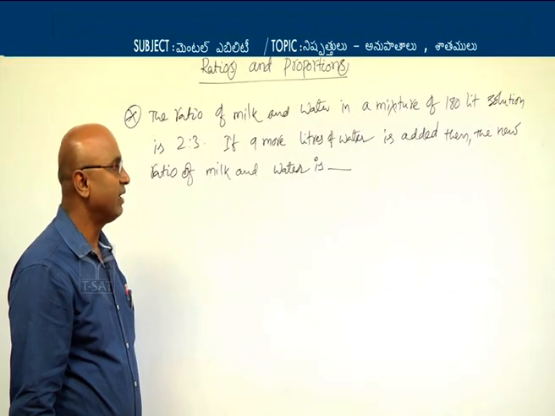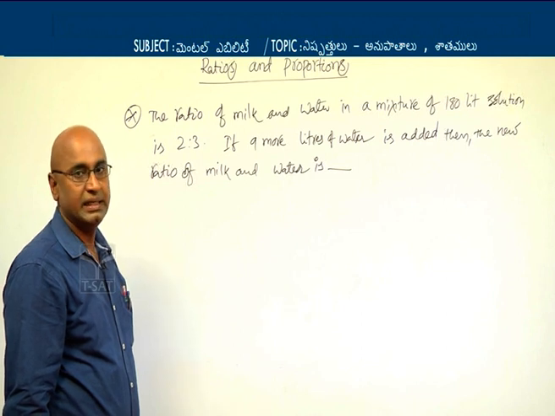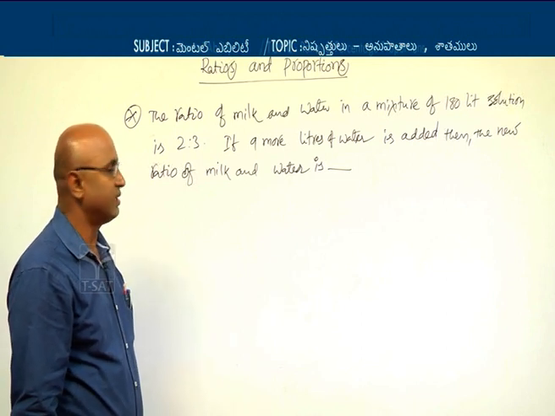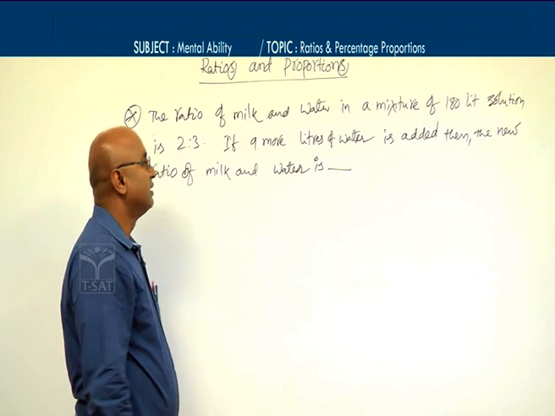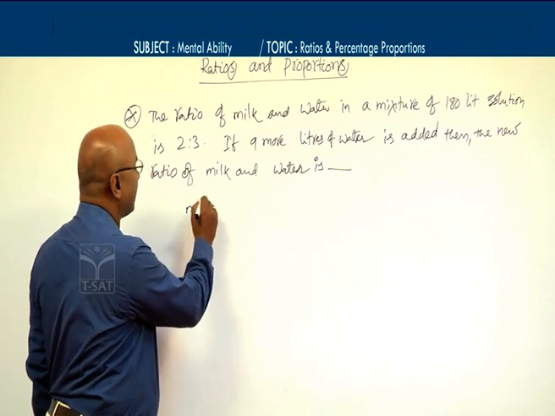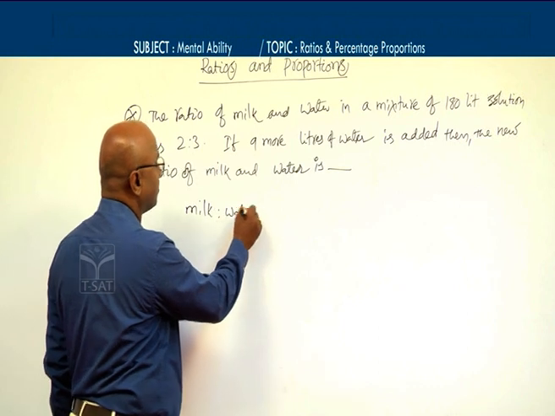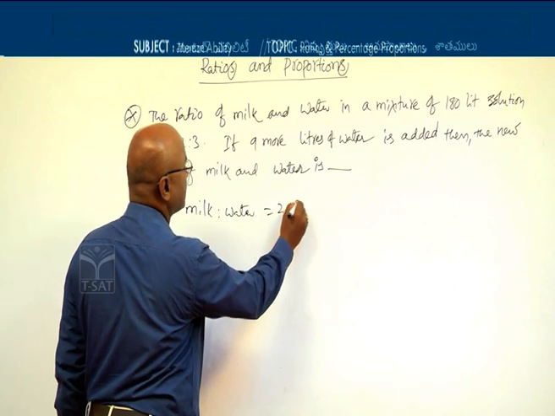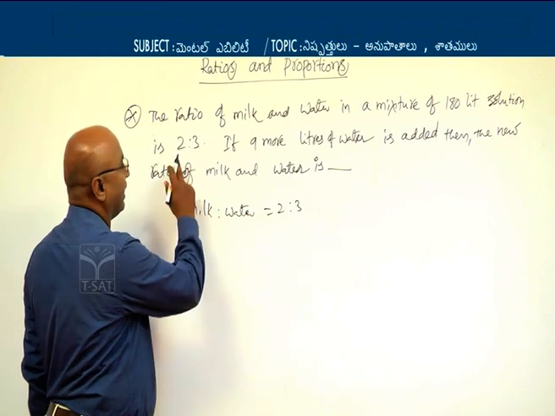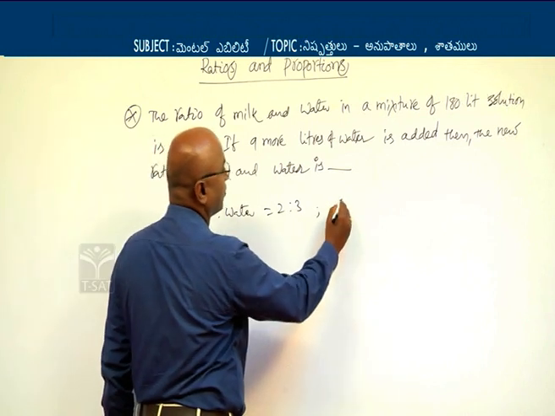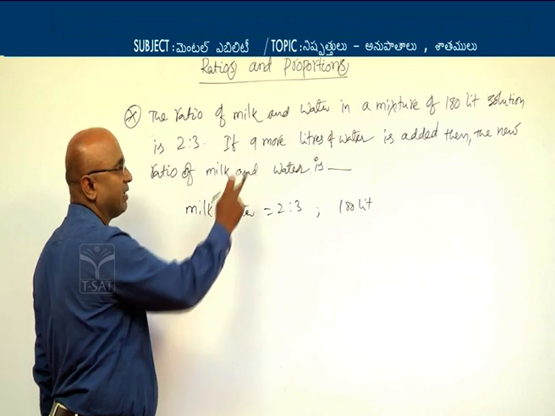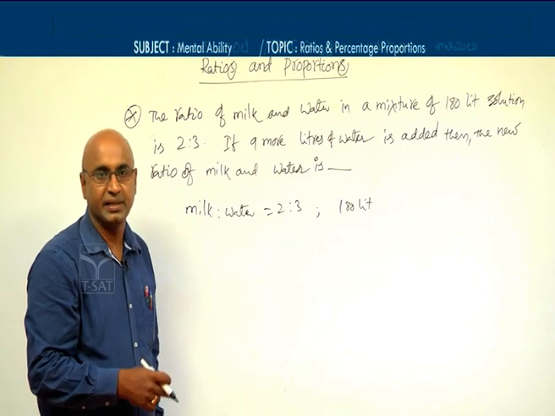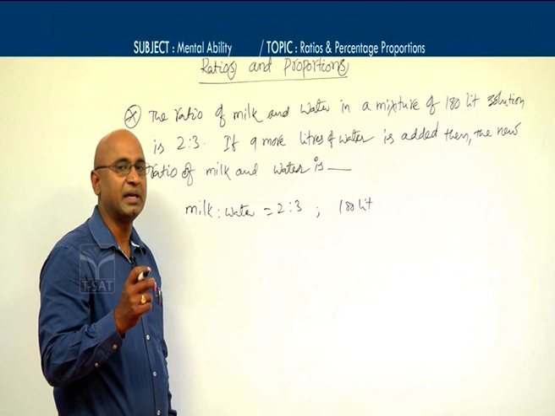The ratio of milk and water in a mixture is 2:3 and the volume of the mixture is 180 liters. So milk is to water is equal to 2:3 and volume is 180 liters. For this mixture, 9 more liters of water is added. Then the new ratio of milk and water is?